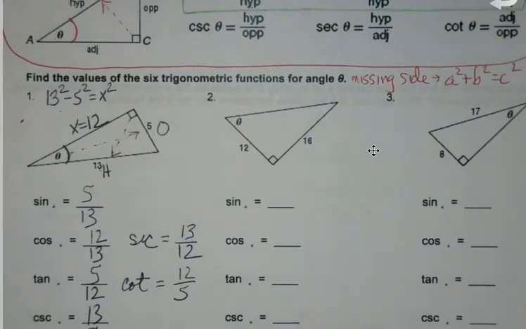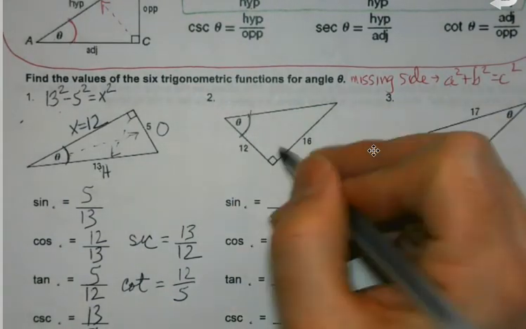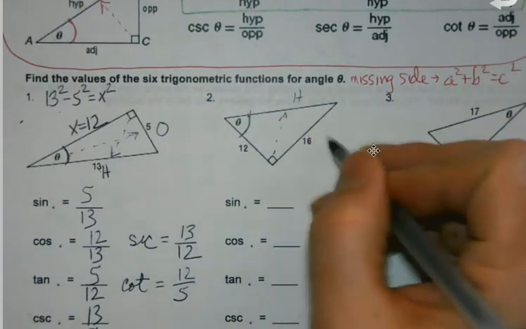So if we do that again in number 2, you're like, oh great, he gave us a missing side again. This time the hypotenuse is AWOL. We have the opposite.